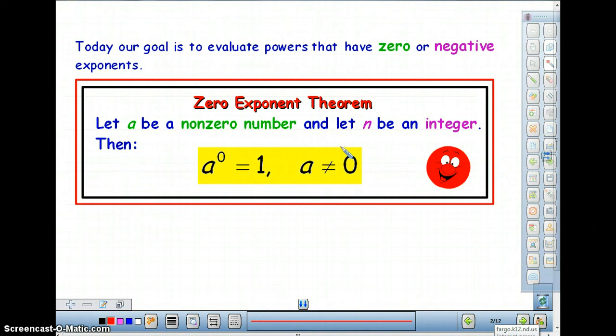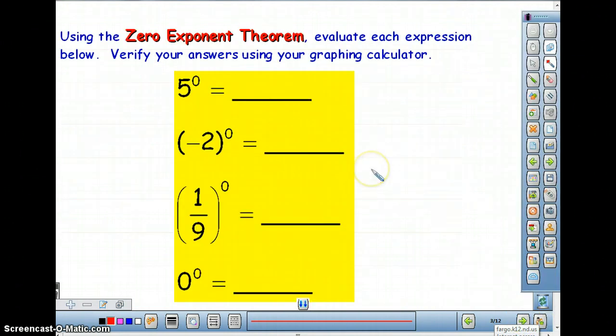Okay? First thing that we know is that anything to the zero power is 1. So if I take 4 to the 0 power, I'm going to get 1. If I take 5 to the 0 power, I'm going to get 1. So 5 to the 0 power on here is going to give us 1. Negative 2 to the 0 power is going to give us 1. 1/9 to the 0 power, what do you suppose we're going to get?